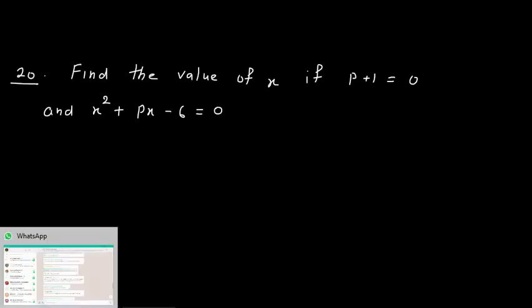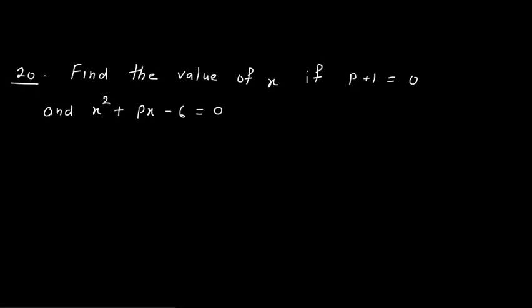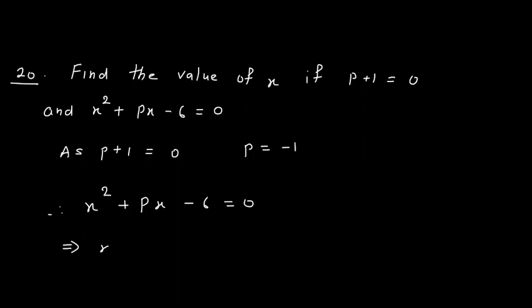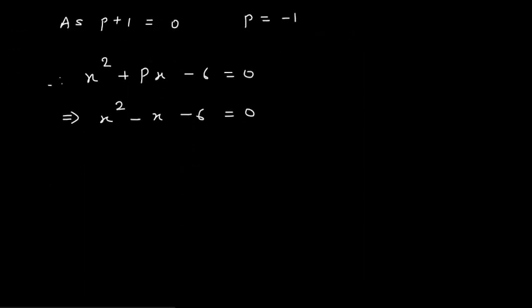Now let us see the last question. Here the last question is: find the value of x if p plus 1 is 0. The value of p plus 1 is given as 0. So as p plus 1 is 0, p equals minus 1. Therefore x square plus px minus 6 equals 0 implies x square minus x minus 6 equals 0. So we can write the factors of minus 6.